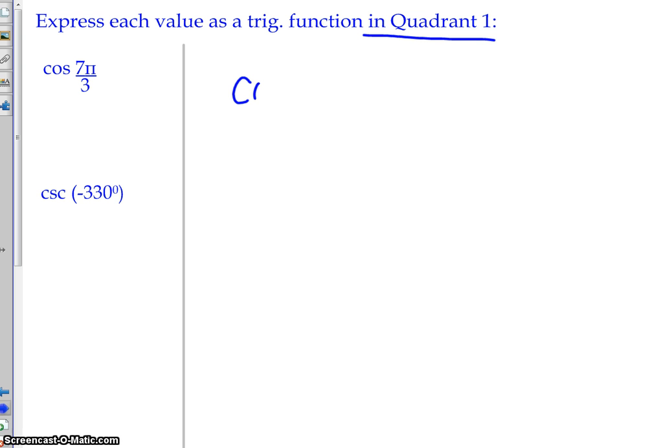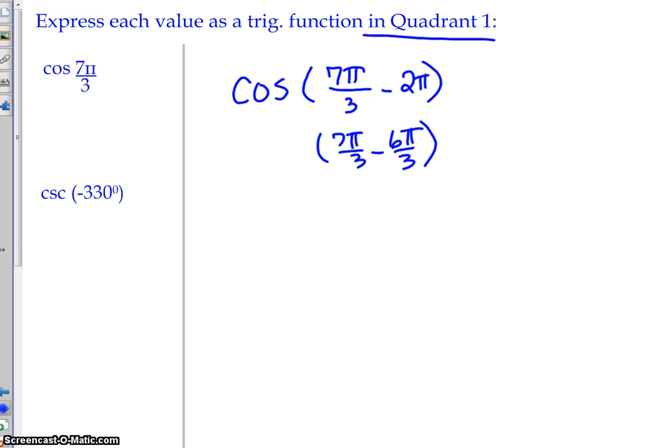And what I would do is I really want to unrevolutionize it, or take a revolution away. A revolution, if you remember, is 2 pi radians. So I need to take away a revolution. Well, 7 pi over 3, I could take away 6 pi over 3, because that's what 2 pi equals. These two are equivalent to each other. So really my answer here would be that it's the same idea as taking the cosine of pi over 3.